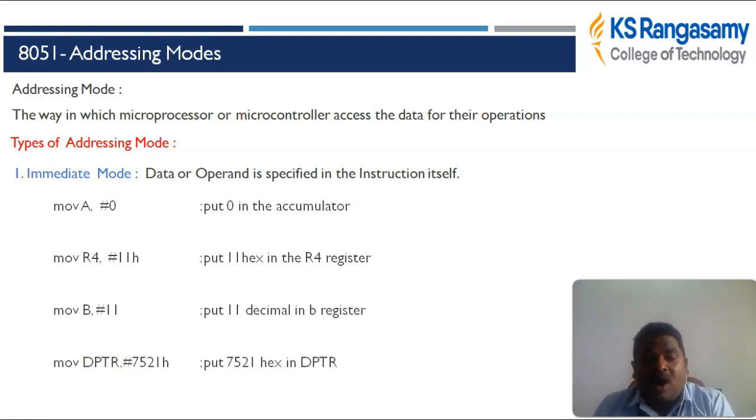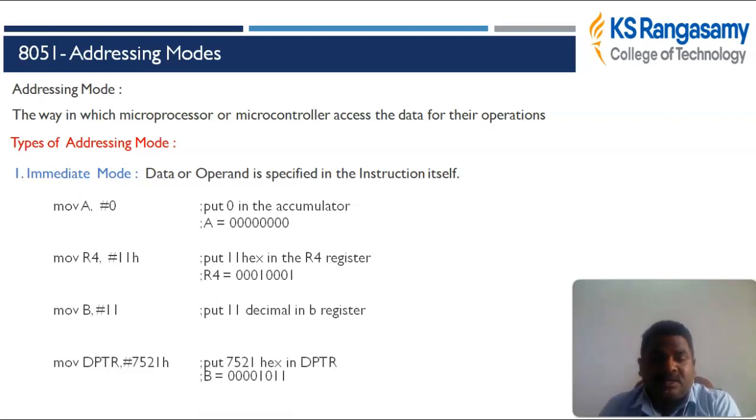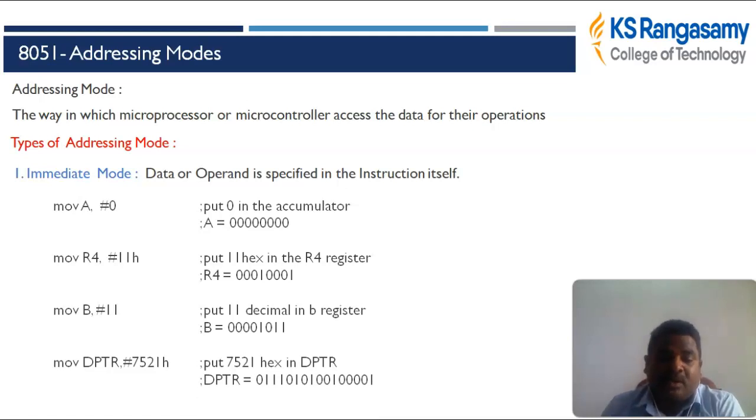Here the data or operand is specified in the instruction itself. These are all the examples. 11h has to be represented as 0001 0001. Similarly, the decimal data 11 is represented as 0000 1011. Similarly, 7521 is a 16-bit hexadecimal value, and we can represent it likewise.